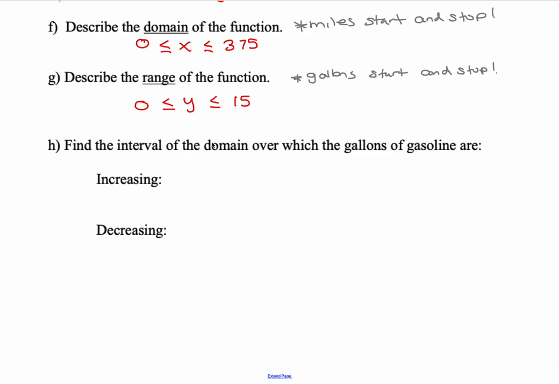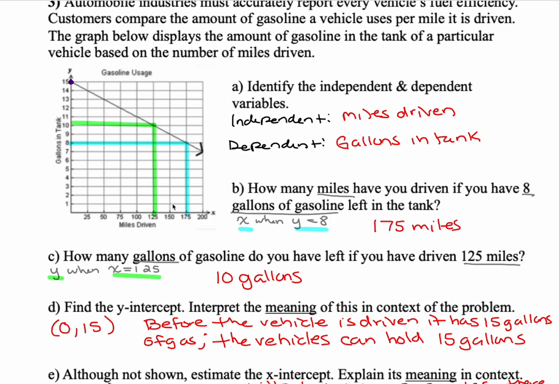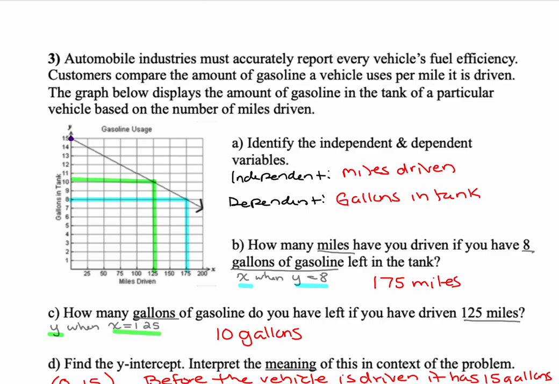On the next one, it says find the interval of the domain over which the gallons of gasoline are increasing or decreasing. Okay? So if we come up to the graph, we want to know as we trace it, will the graph go up or down? So as I start here at the y-intercept, the furthest thing on the left, as I trace it, what is happening to the graph? So the graph is going down, so it is decreasing, and it is decreasing, and it is decreasing. But will it ever increase?